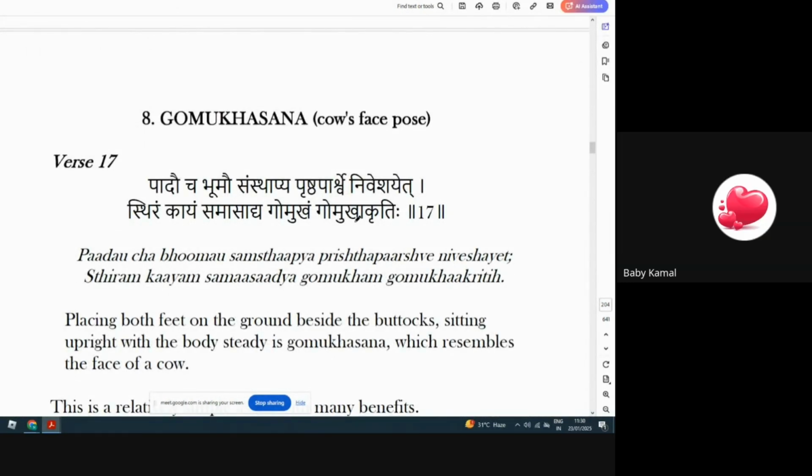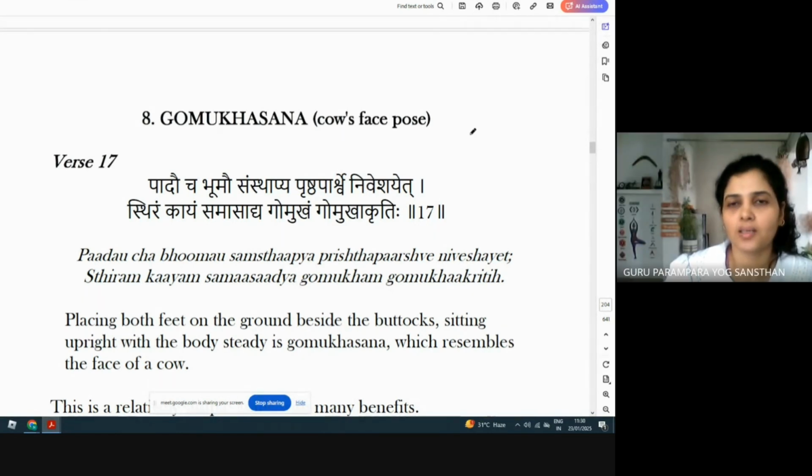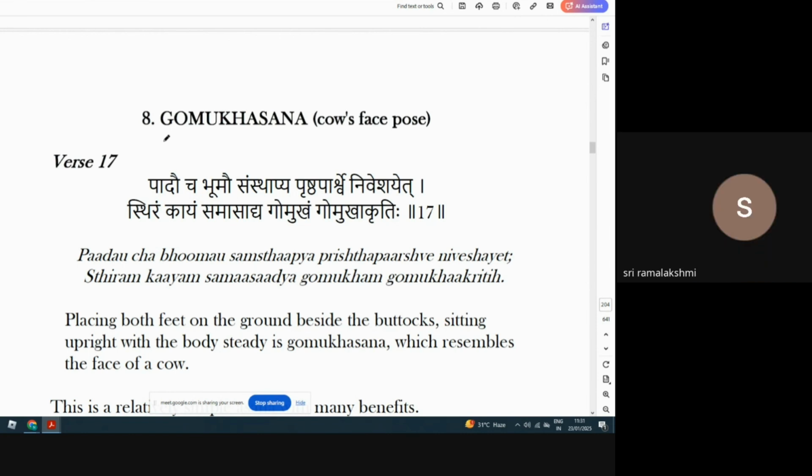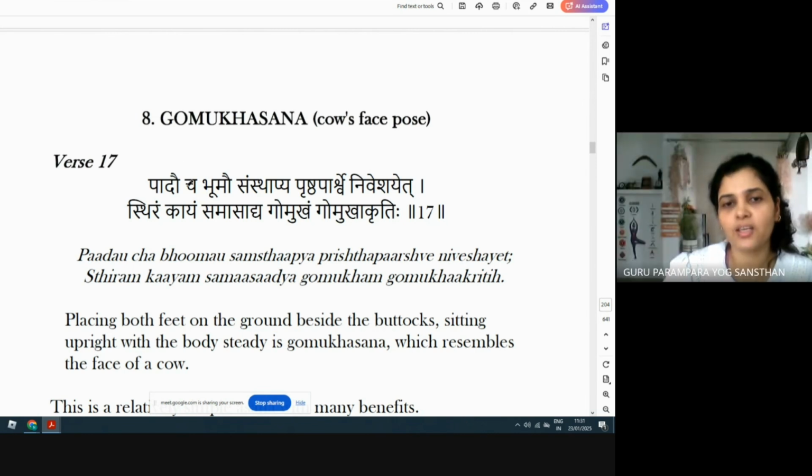Yes, ma'am. Okay. Next is Gomukhasana. Can anyone tell me whether it was there in Hatha Pradipika or not? Yes, ma'am, it was there. And there also there was no benefit given. Here also there are no benefits. You just have to remember the process, which is the same as what we do today. So nothing extra. You won't waste time here. Same as what we do today.